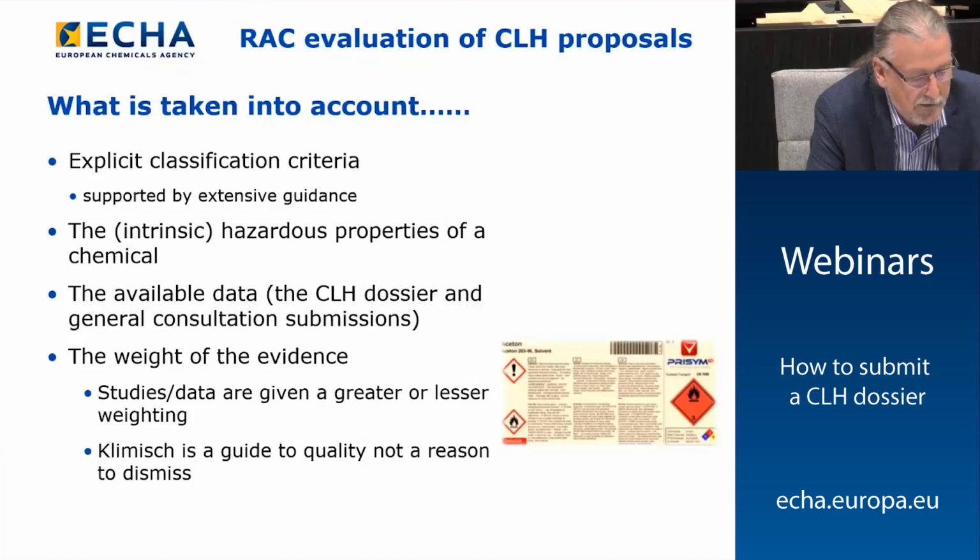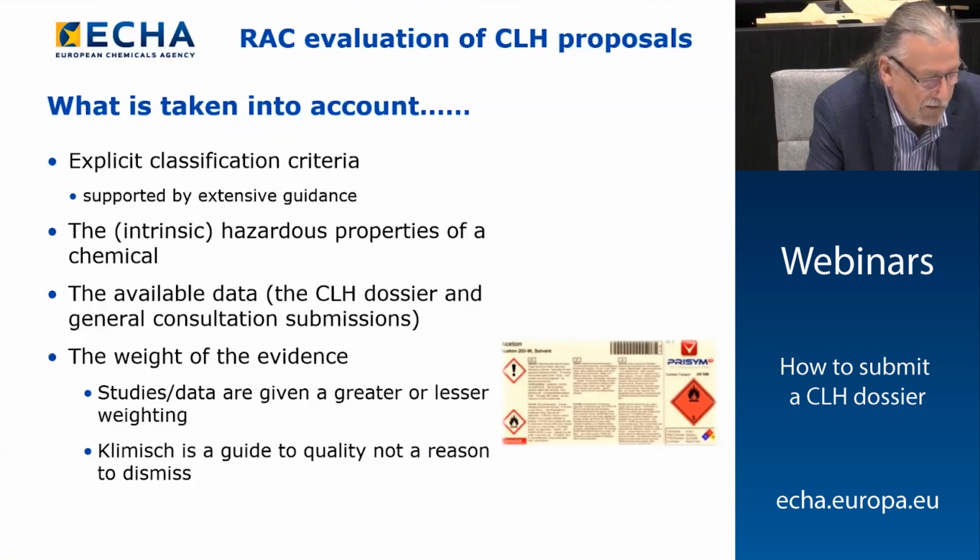We are focused on the intrinsic hazardous properties of a chemical and not on anything else. And in RAC, as I think Ari pointed out and Stella as well, we're really stuck with the available data. With 50 to 60 dossiers a year, there is no opportunity for us to research information that is not there in the dossier. So the database is always the CLH submission, so the Annex 15 report that comes in, and what comes through the general consultation submissions. That's what we have to look at, nothing more, nothing less.